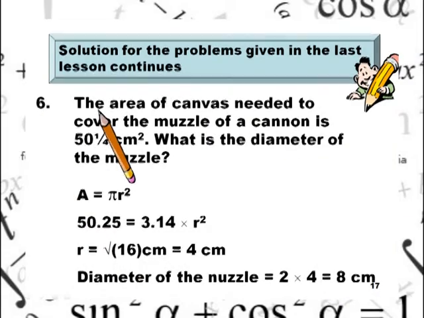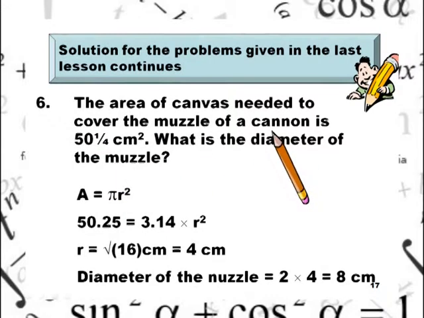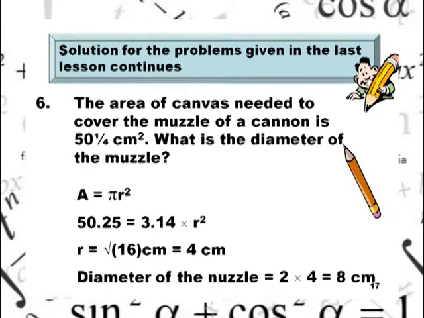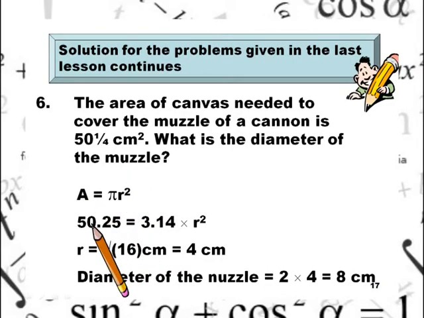Question 6. The area of canvas needed to cover the muzzle of a cannon is 50¼ cm squared. What is the diameter of the muzzle? Area A equals pi r squared. 50.25 equals 3.14 by r squared. R is equal to the square root of 16 cm, which is equal to 4 cm. Diameter of muzzle is equal to 2 by 4, which is equal to 8 cm.